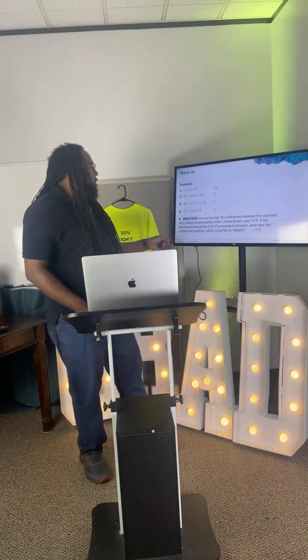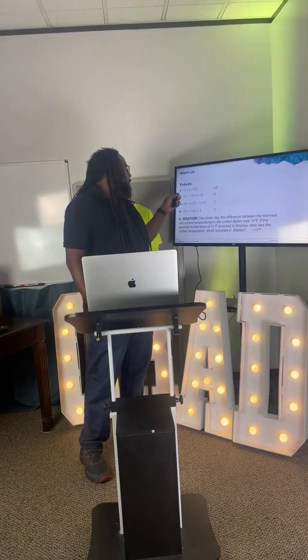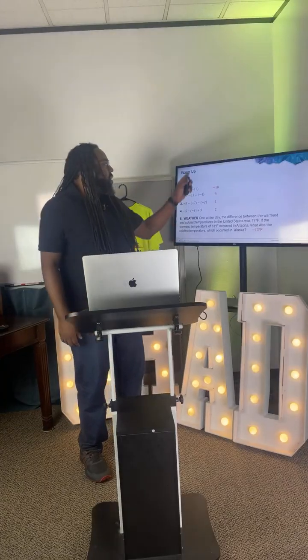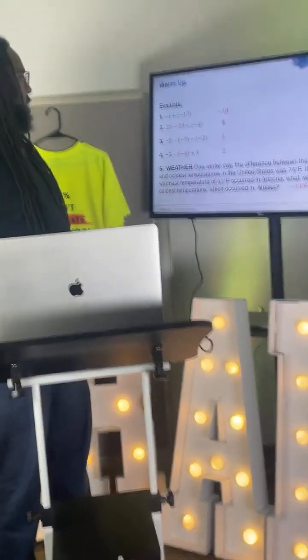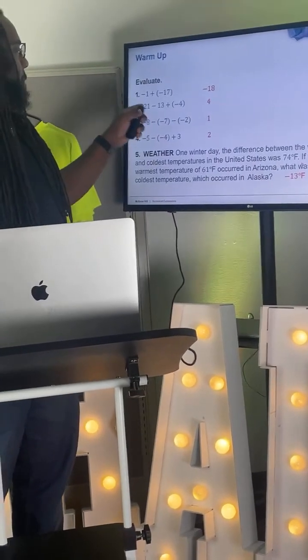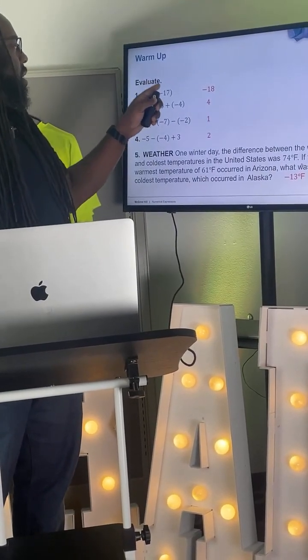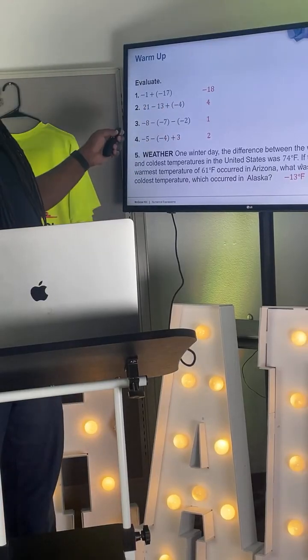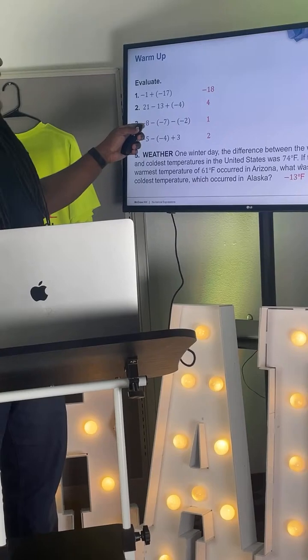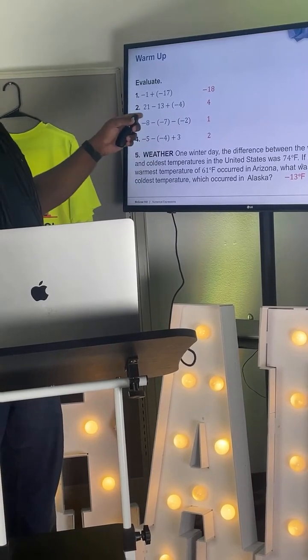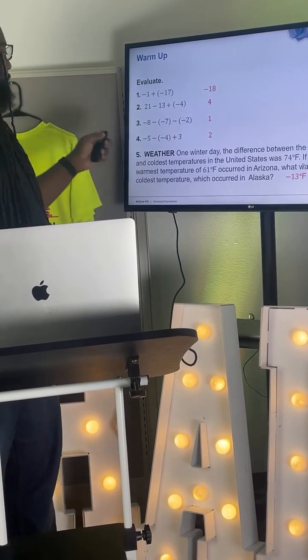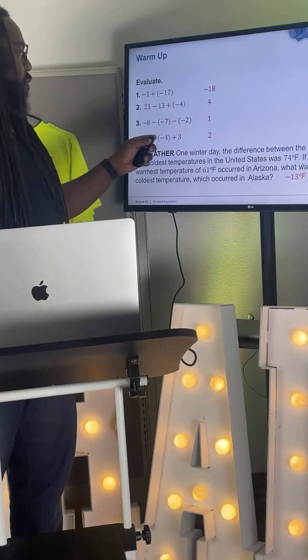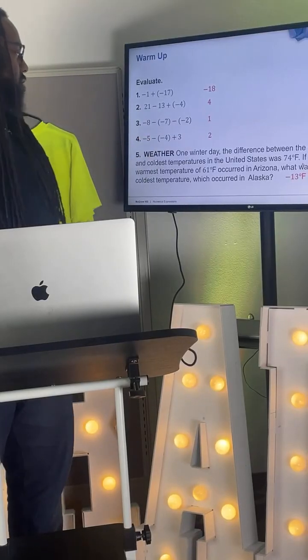So here are the answers. So -1 plus -17 equals -18. We got 21 minus 13 plus -4 equals 4. We got -8 minus -7 minus -2 equals 1. -5 minus -4 plus 3 equals 2.